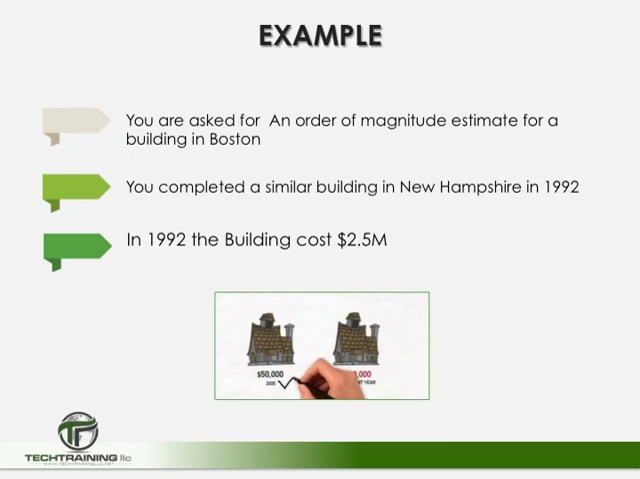Let's assume that we're asked for a conceptual estimate for a building that we're going to construct in Boston. And a similar building was completed in New Hampshire, but it was completed in 1992. But we do know that in 1992 the building cost was $2.5 million.